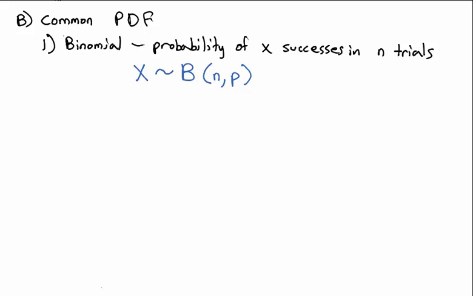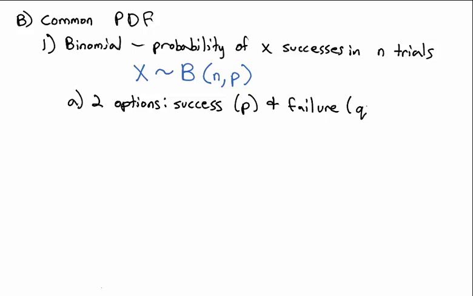Couple key points to describe the binomial. First, with binomials, there are only 2 options. Success, which has a probability of P, and failure, which we say has a probability of Q. And what's important here with that is P plus Q, the probability of success plus probability of failure, has to be 1, because you either succeed or you fail.